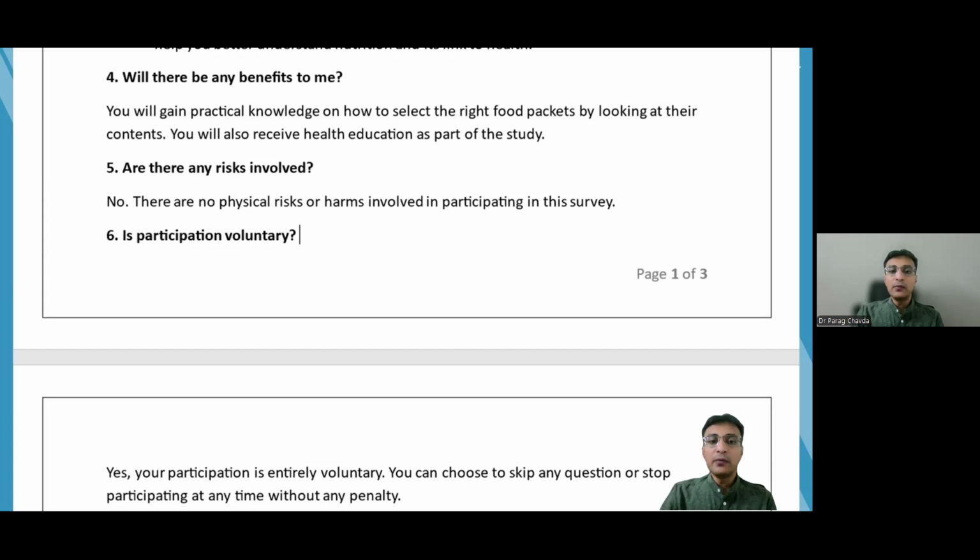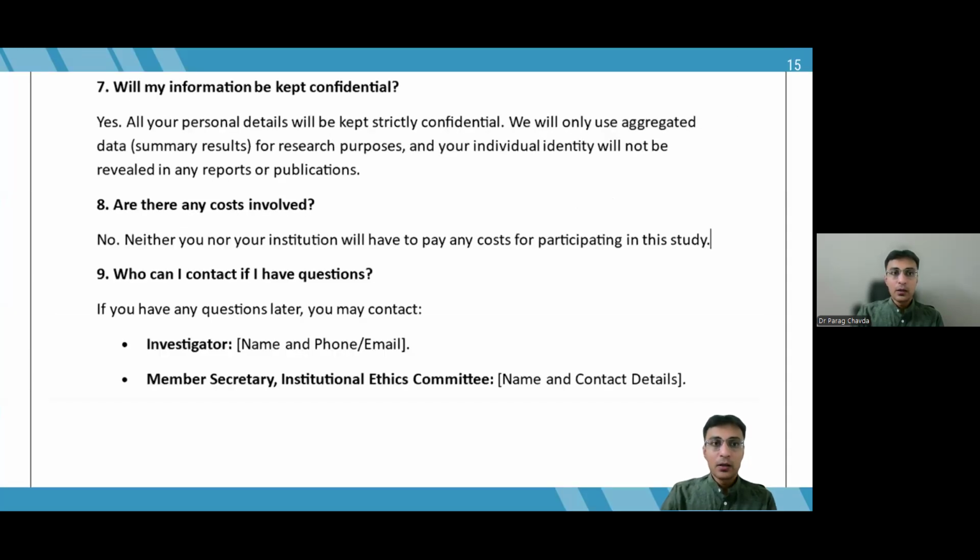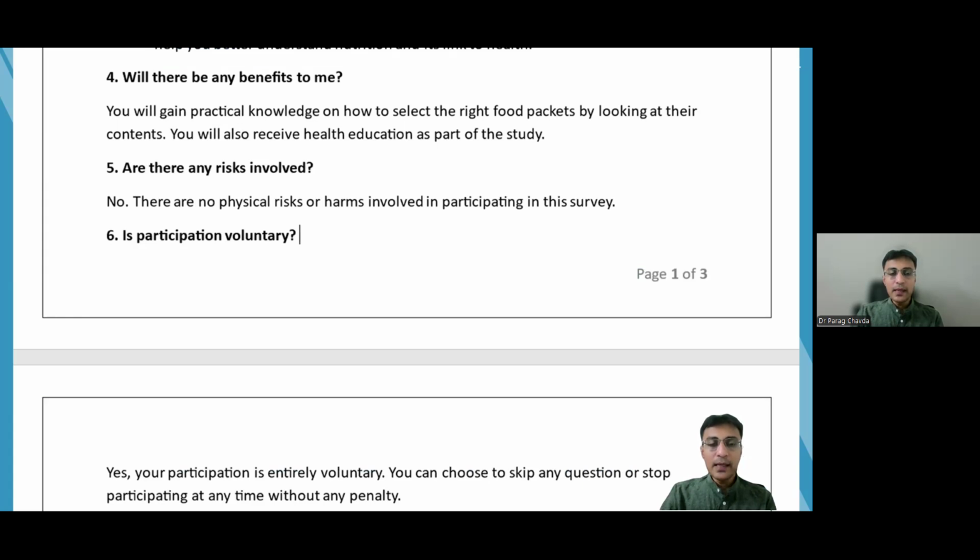And then we explain the voluntary nature of the study by saying, is participation voluntary? Yes, your participation is entirely voluntary, and you can also mention the right to withdraw. So you can choose to skip any question while you are filling up the form, or stop participating at any time without giving any reason. And patients' routine access to healthcare services would not be affected if we are meeting a participant at a health facility, if we are taking the study sample from the health facility. Because their primary concern would be taking healthcare services, right?